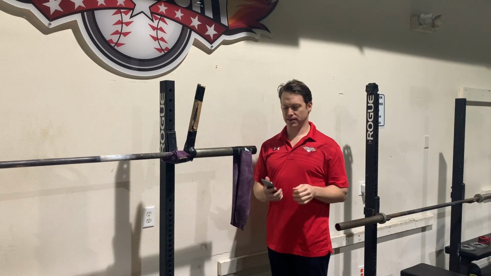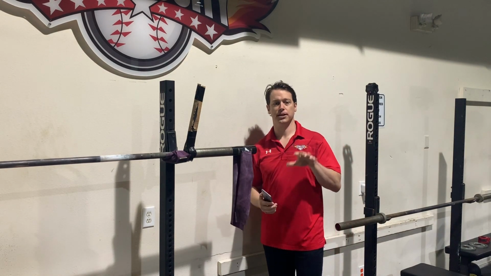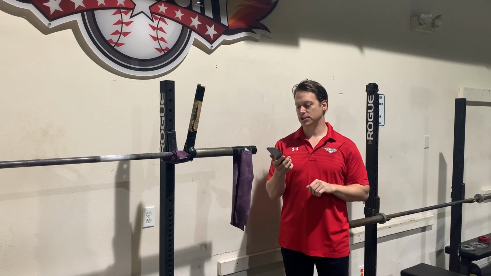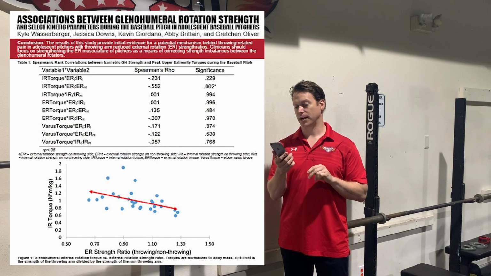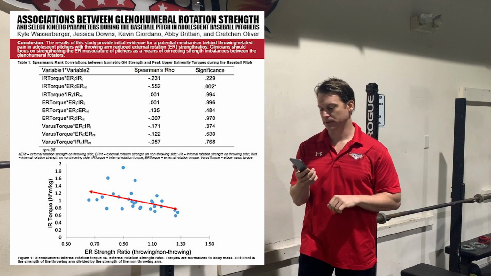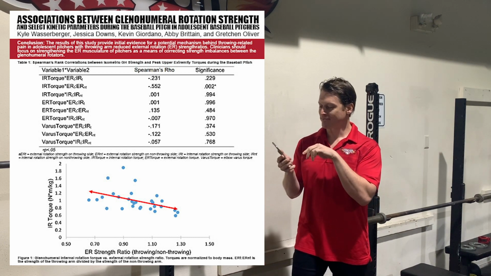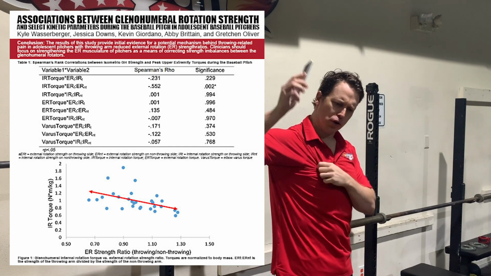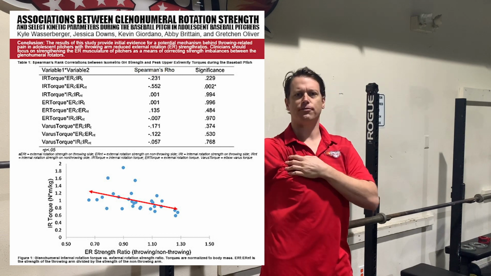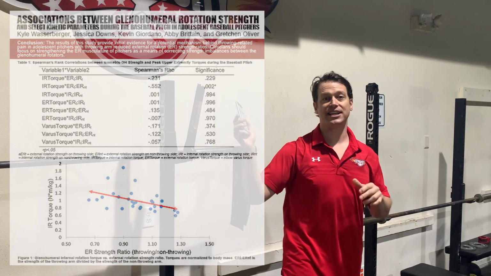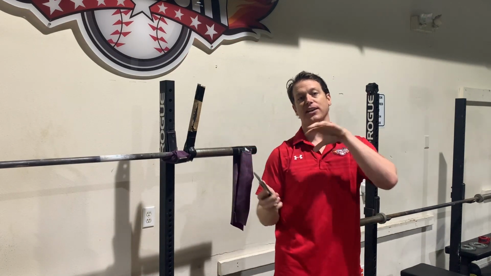Using arm strength to create velocity creates a problem, and it shows why a lot of arm-focused approaches lead to injury. Specifically, I'm going off the study here, associations between glenohumeral rotation strength and select kinetic parameters during the baseball pitch in adolescent baseball pitchers. What they found was that internal rotation torque, what happens when you pull your arm forward, the internal rotators pull the arm forward, went up as external rotation strength weakened.